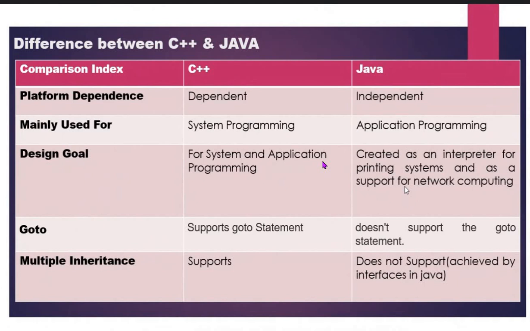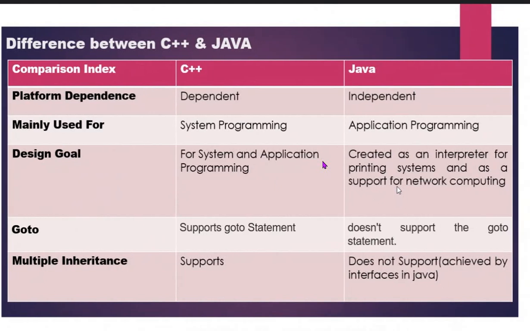So, design goals for system and application programming: in Java, it is created as an interpreter for printing systems and as a support for network computing. That I don't know, sir. Created as an interpreter for printing systems. I didn't get it. Printing systems and as a support for network computing.